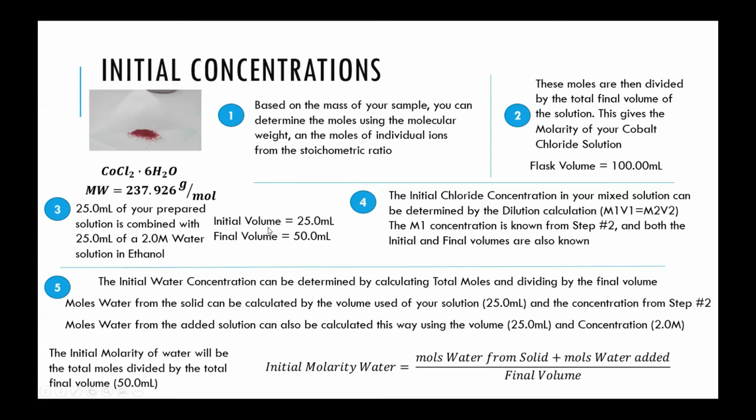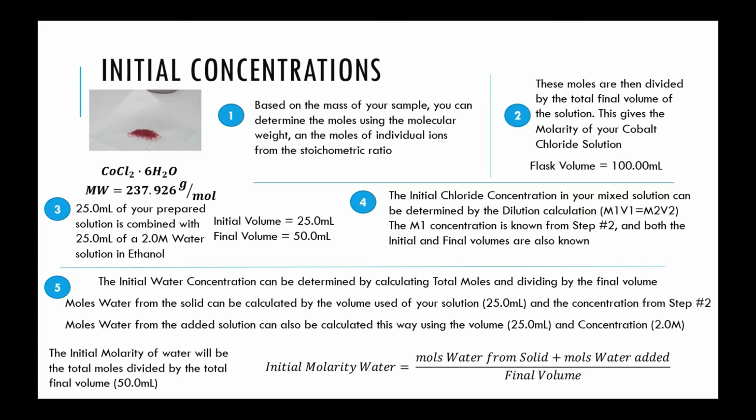Once you have the moles and molarity of the cobalt chloride, you can also see the moles and molarity of the individual ions themselves, both the cobalt ion, the chloride ion, and the water molecule, based on the stoichiometric ratio within cobalt chloride hexahydrate. In every one molecule, there is 1 cobalt, 2 chlorides, and 6 water molecules. So when determining the number of moles, after you divide by the molecular weight, you'll multiply by 1 to get cobalt, multiply by 2 to get chloride, and multiply by 6 to get the moles of water, or the molarity of water. These are the concentrations in the flask itself.